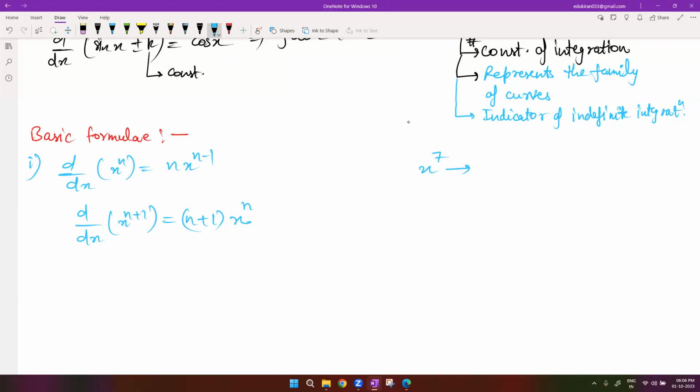Now, what do I need to find out? I want to find out the integration of x to the power n. If I have a function which is a polynomial, how do I integrate that? Simple. Use this. Take this n plus 1 to the left hand side. What does this become? Always use c. Never forget c in indefinite integration. The final answer will always include c, the constant of integration.